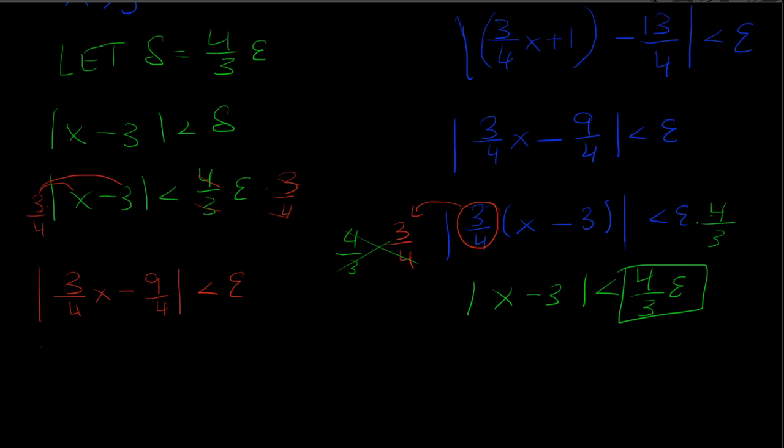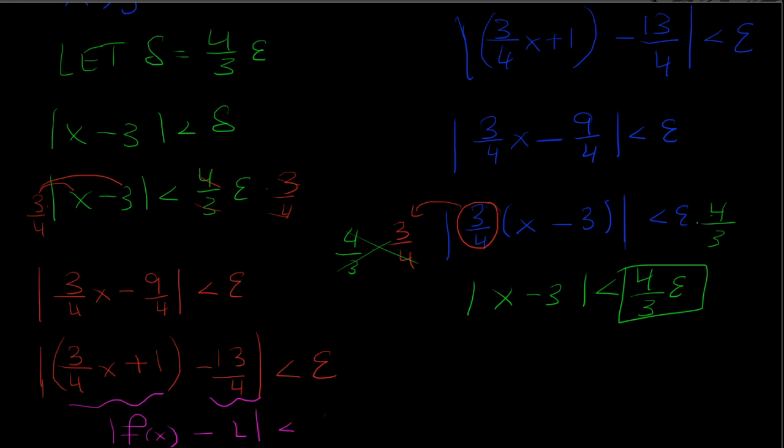And I'm going to break this up. I'm going to say it's 3/4 x, plus 1 and minus 13 over 4, less than epsilon. And now what we showed is this is my f of x, this is my limit, and that's less than epsilon. So if the absolute value of x minus 3 is less than delta, then the absolute value of f of x minus my limit is less than epsilon. So by the definition of the limit, we have proved this.